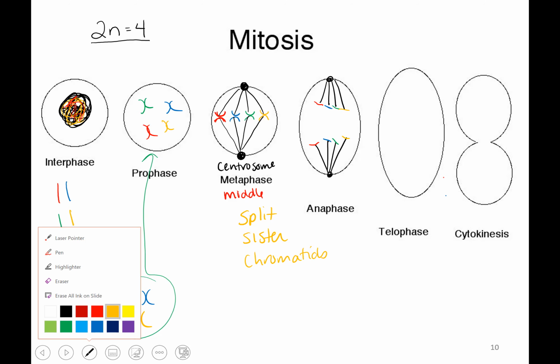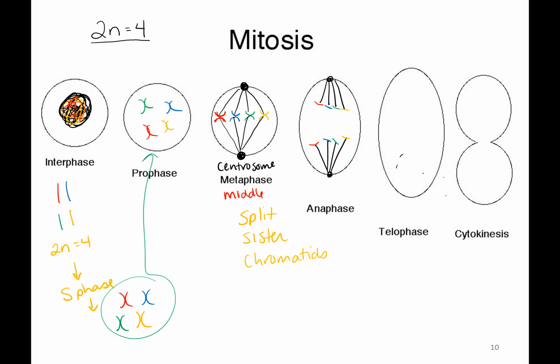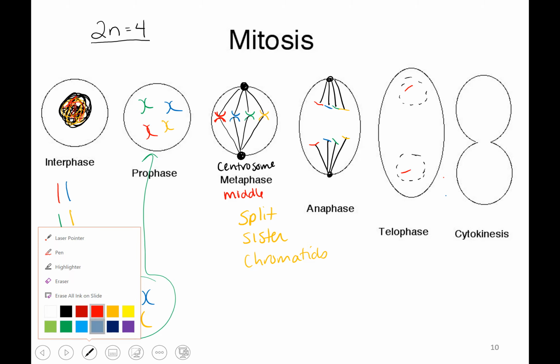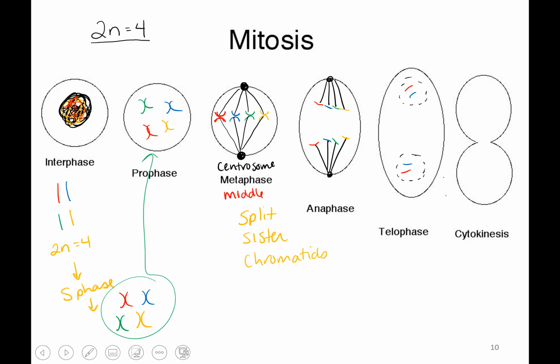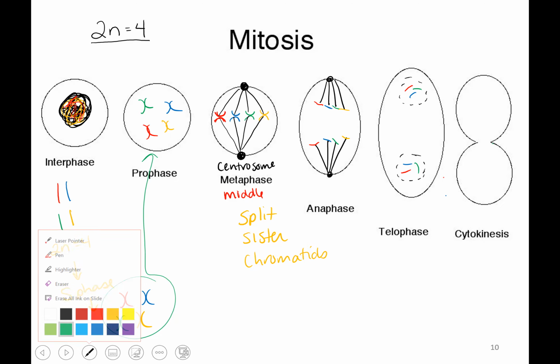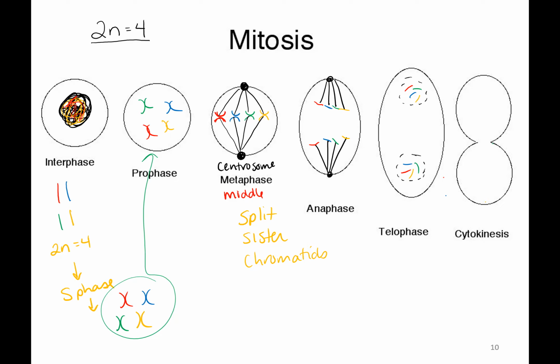In telophase, we're going to complete that splitting, and we're going to start drawing that cell membrane. So now I have one red chromosome at each end of the cell, one blue chromosome, one green, and one orange. Here is your PMAT. Prophase, metaphase, anaphase, telophase. This is mitosis.